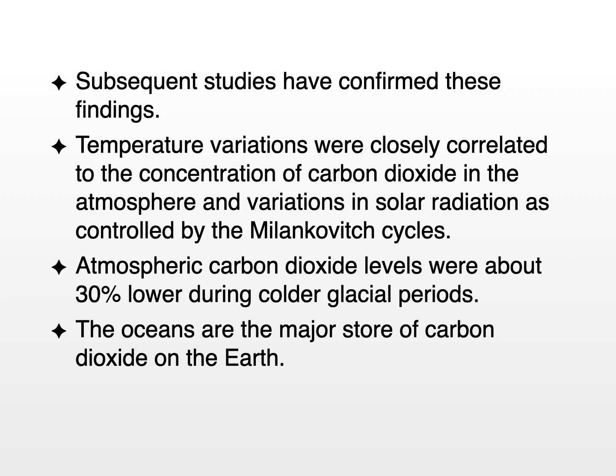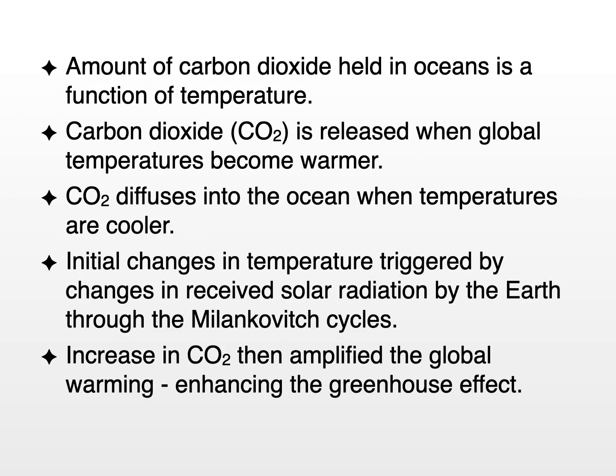So they found that there was about a 30% variation in how much carbon dioxide there was in the atmosphere, depending upon whether you were in a warm period or a colder glacial period. And the oceans were the major store of carbon dioxide on the Earth. So the amount of carbon dioxide held in the oceans is a function of temperature. Carbon dioxide is released when global temperatures become warmer, and this acts as a positive feedback mechanism. CO2 diffuses into the ocean when temperatures are cooler.